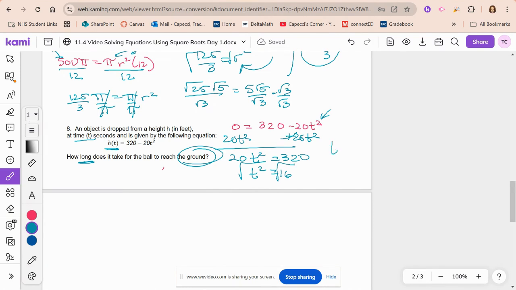Now remember, this would technically be t is equal to plus or minus 4. But I'm talking about how long. I'm talking about seconds. I don't have negative seconds. So in this case, it's just going to be positive 4. So my final answer is going to be 4 seconds. That's how long it's going to take to hit the ground.